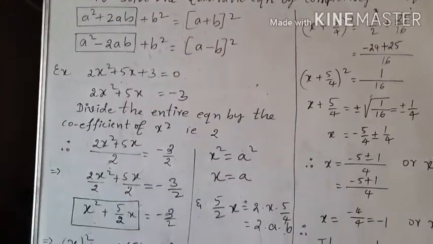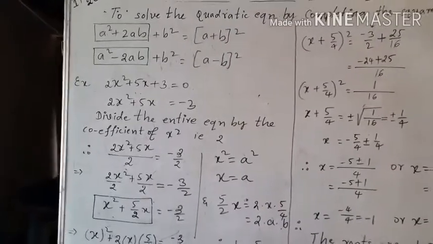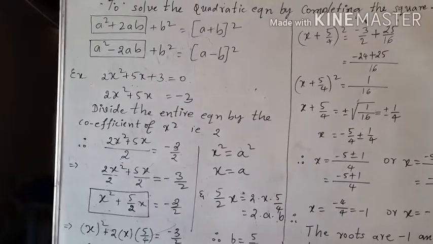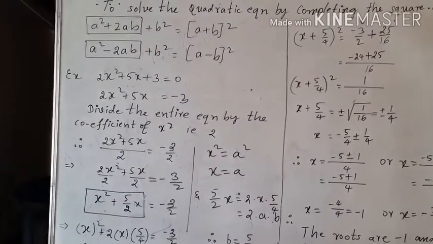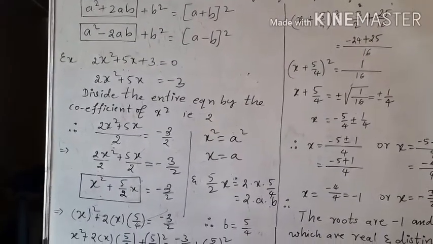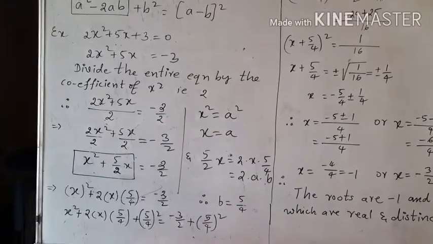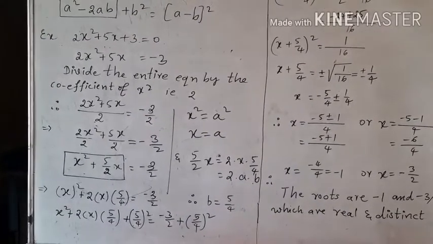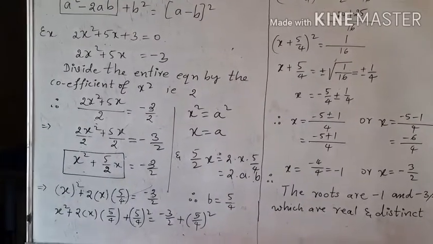Ultimately, what do we learn in this method? A given equation should be brought either to the a plus b the whole square form or a minus b the whole square form. But remember the steps to be followed here.